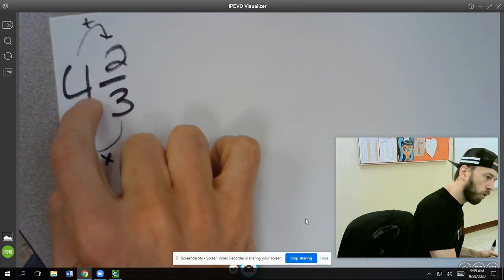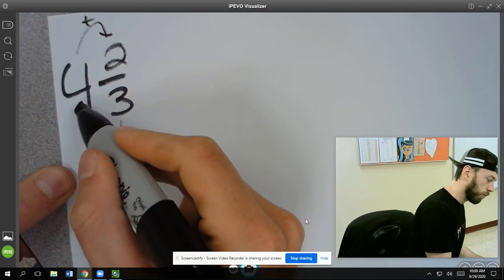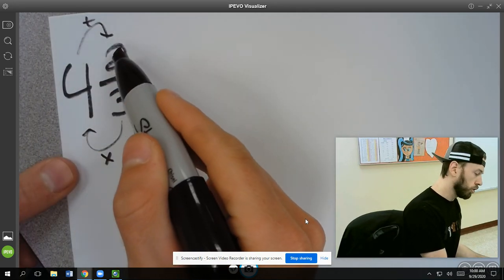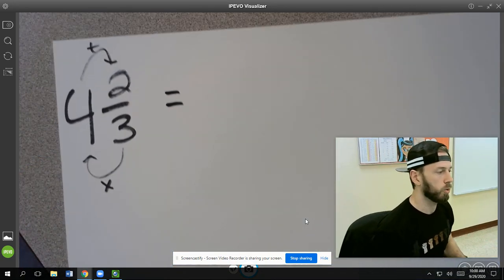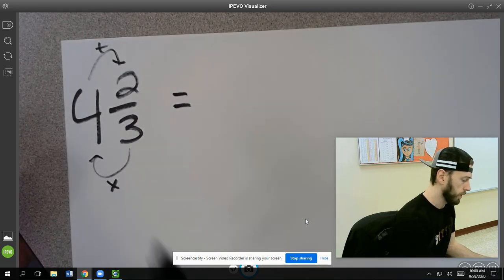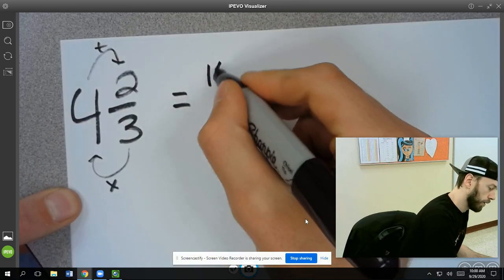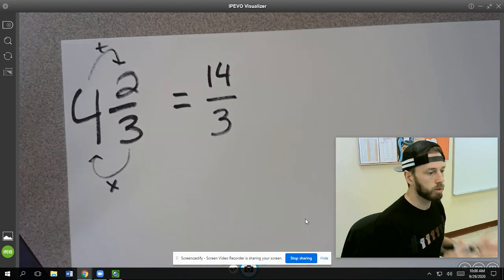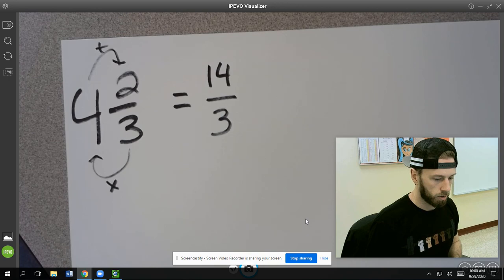So if we have 4 wholes, how many thirds would make 4 wholes? That would be 12, right? 3 times 4 is 12. But then you have 2 extra thirds left over, so you add 12 plus 2 to get 14. So we're basically turning this into an improper fraction, which is usually not a good thing, but in this case it is. 3 times 4 is 12, plus 2 more is 14. So we have 14 total thirds. 4 and 2/3 is 14 thirds, right?